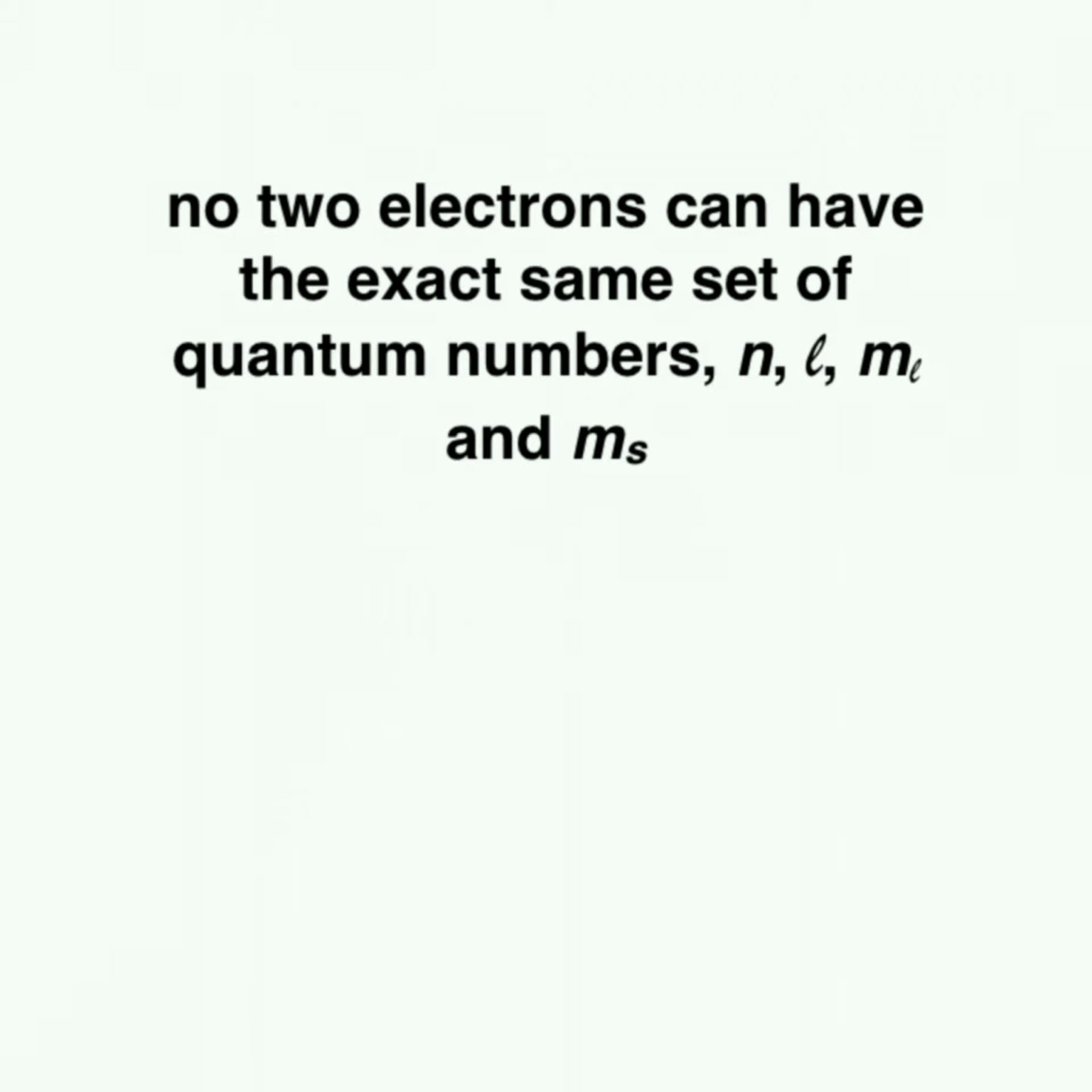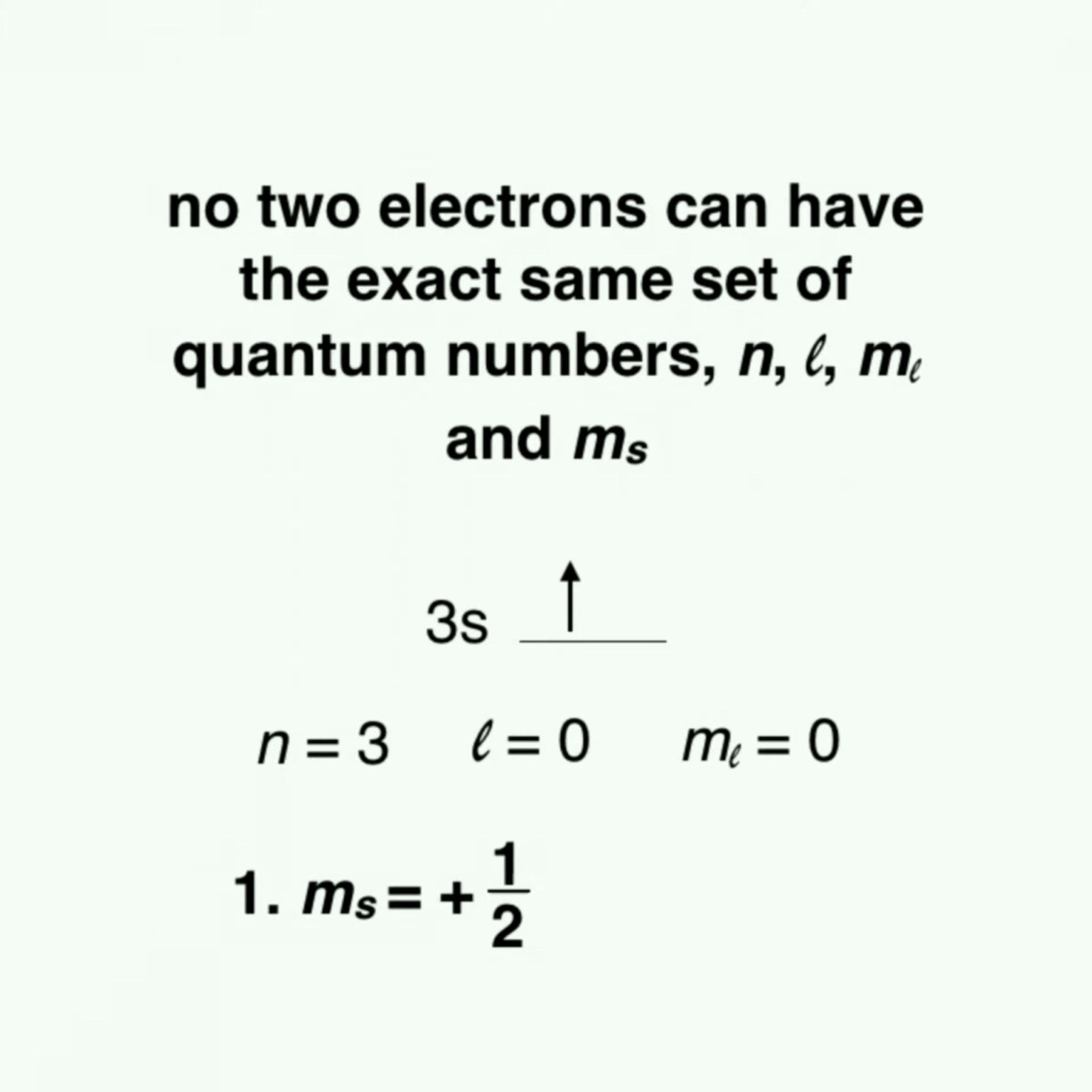For example, let's look at the 3s orbital of a multi-electron atom. An electron in the 3s orbital will have the quantum numbers n equals 3, l equals 0, and m subscript l equals 0. We know that two electrons can share these three quantum numbers, which means two electrons can share this orbital. One electron will have an upward spin with m subscript s equal to positive 1/2, and one electron will have a downward spin with m subscript s equal to negative 1/2.